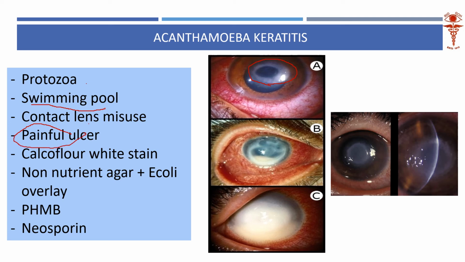If you do a scraping of this ulcer, then you have to use a calcofluor white stain here. And culture is done on a non-nutrient agar with E. coli overlay. The treatment of acanthamoeba keratitis is polyhexamethylene biguanide and neosporin. Polyhexamethylene biguanide and neosporin is the treatment for acanthamoeba keratitis.